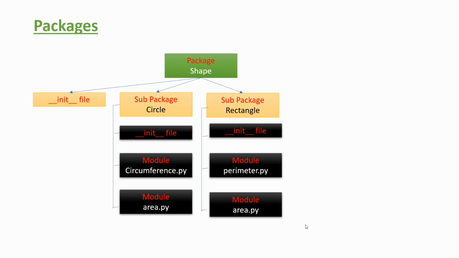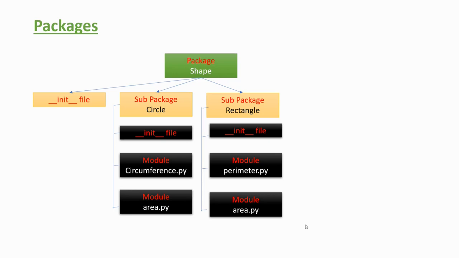So suppose we are creating one large program where we have to calculate the area, perimeter, circumference, and all for different types of shapes. To consider this scenario, we can create one package called shape, and inside we can create sub packages like circle, rectangle, triangle, square, and all those. For the time being, we can assume that we are going to use two sub packages, circle and rectangle.